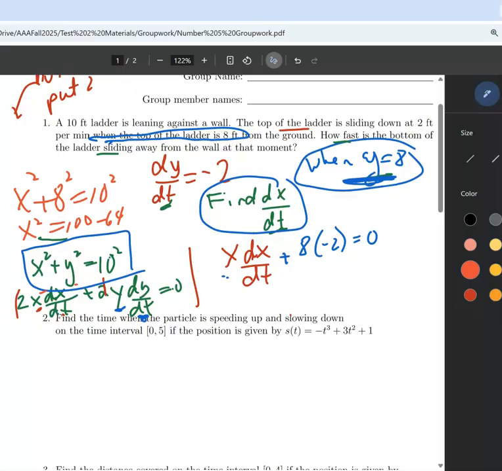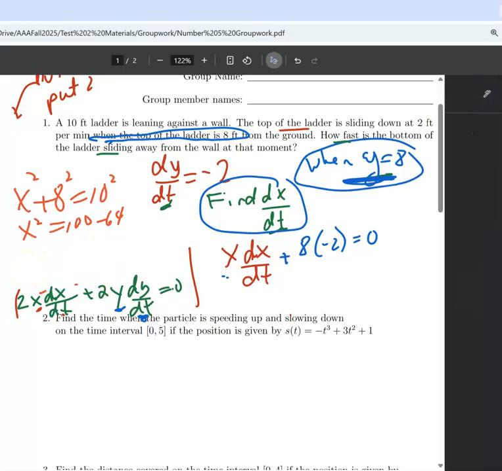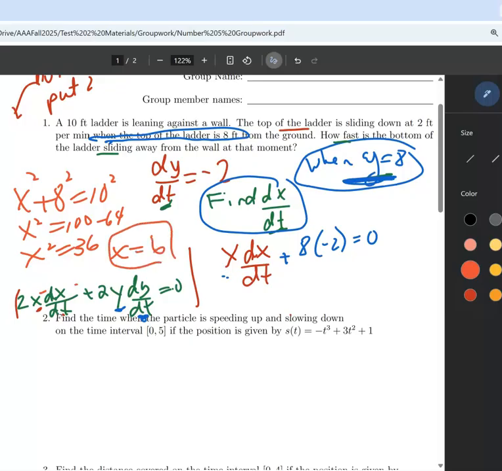That means that I get x squared is 36. So x is plus or minus 6, but we know because we're dealing with the physical length, this length here is going to be 6. So if I solve for dx over dt, I would subtract this over, so that would give me a positive 16 over 8. I'm sorry, over 6. That's a fine answer.